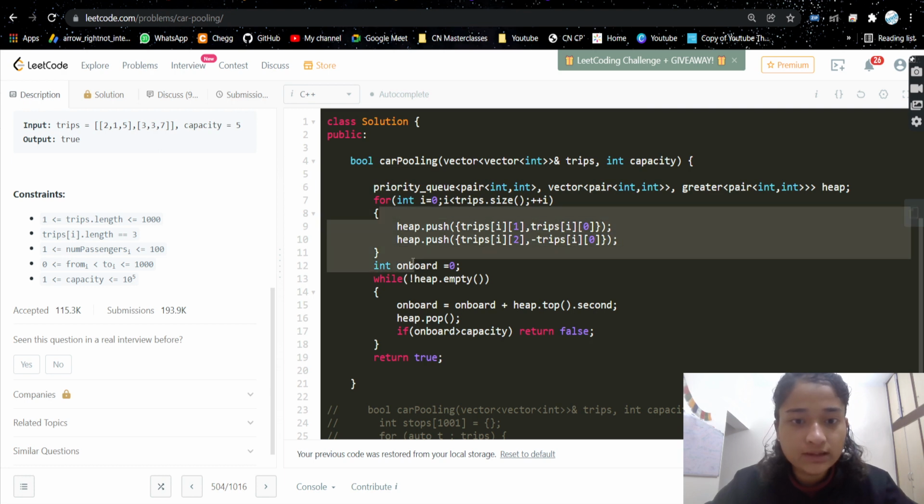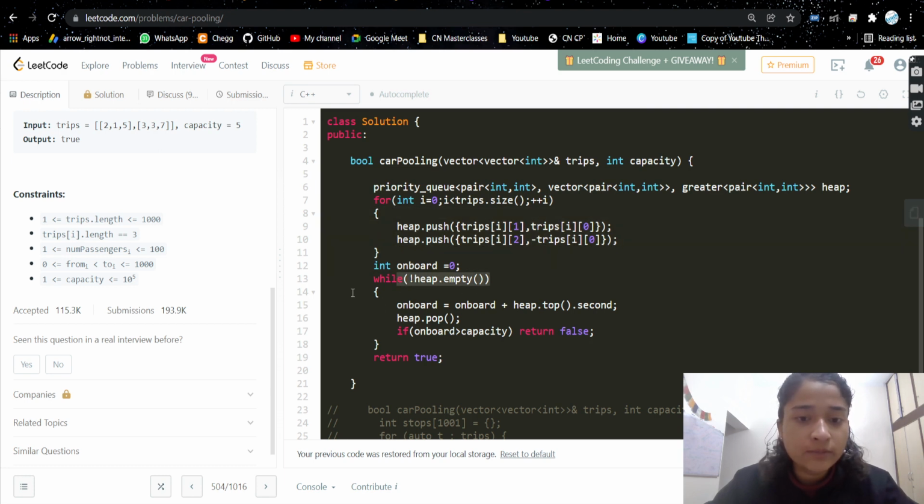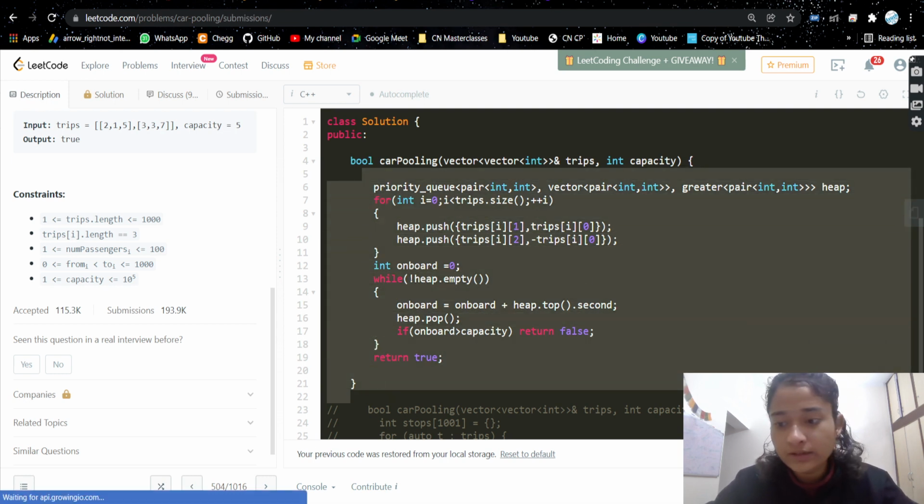So we are pushing these, and then we are popping one by one from the heap, and if at any point of time onboarding value becomes greater than capacity, return false, else return true after the loop is finished. So this is the first code. If you submit it, it's getting submitted.